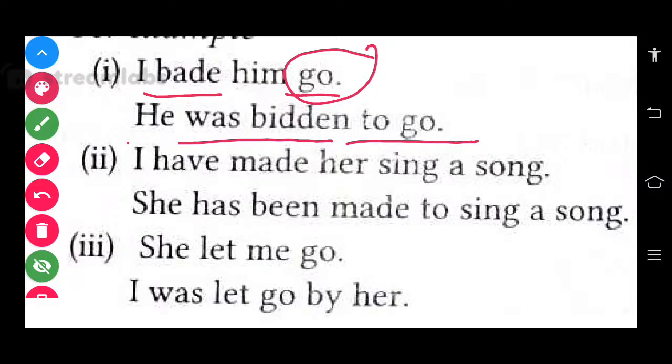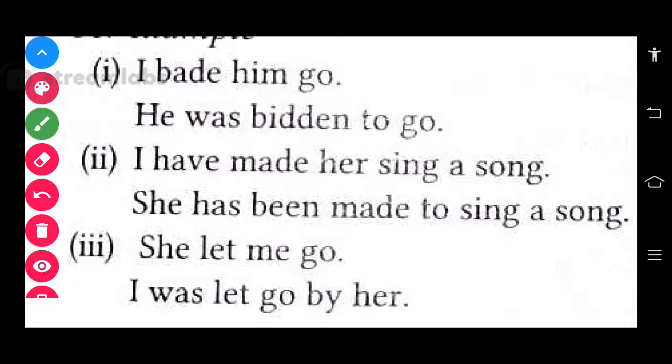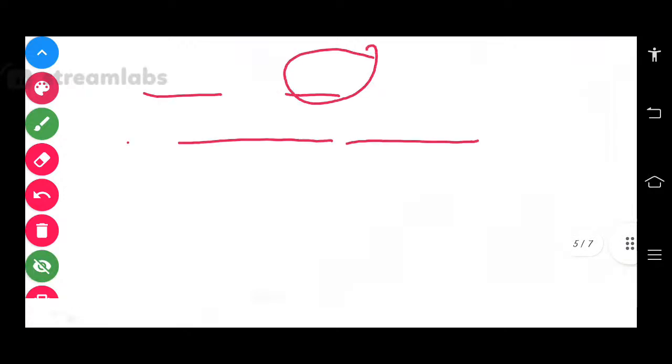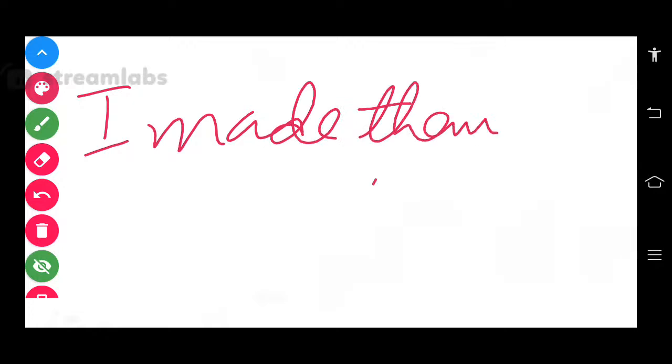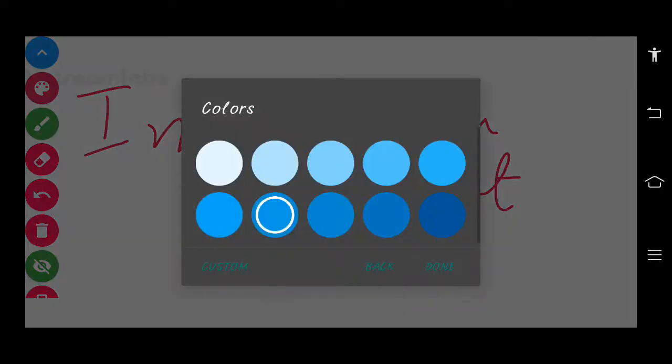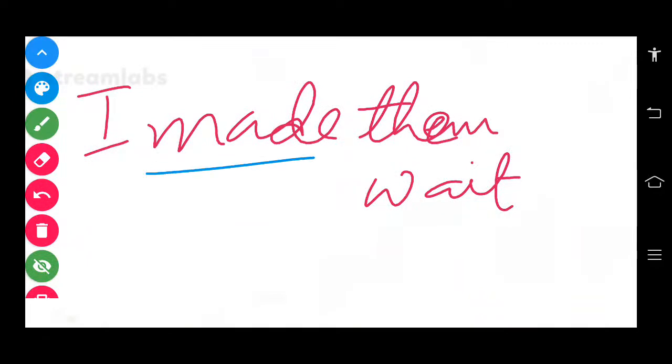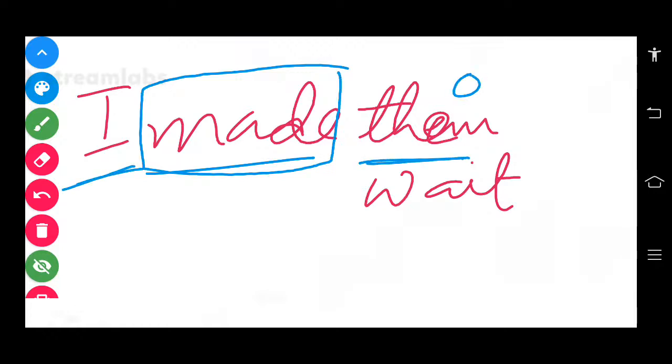See, "I made them wait." If you answer this question, you will understand well. Try to answer it. I made them wait. What is the correct passive sentence for this? Try to think of it. Here, made is the finite verb. So here I is the subject and them is the object.